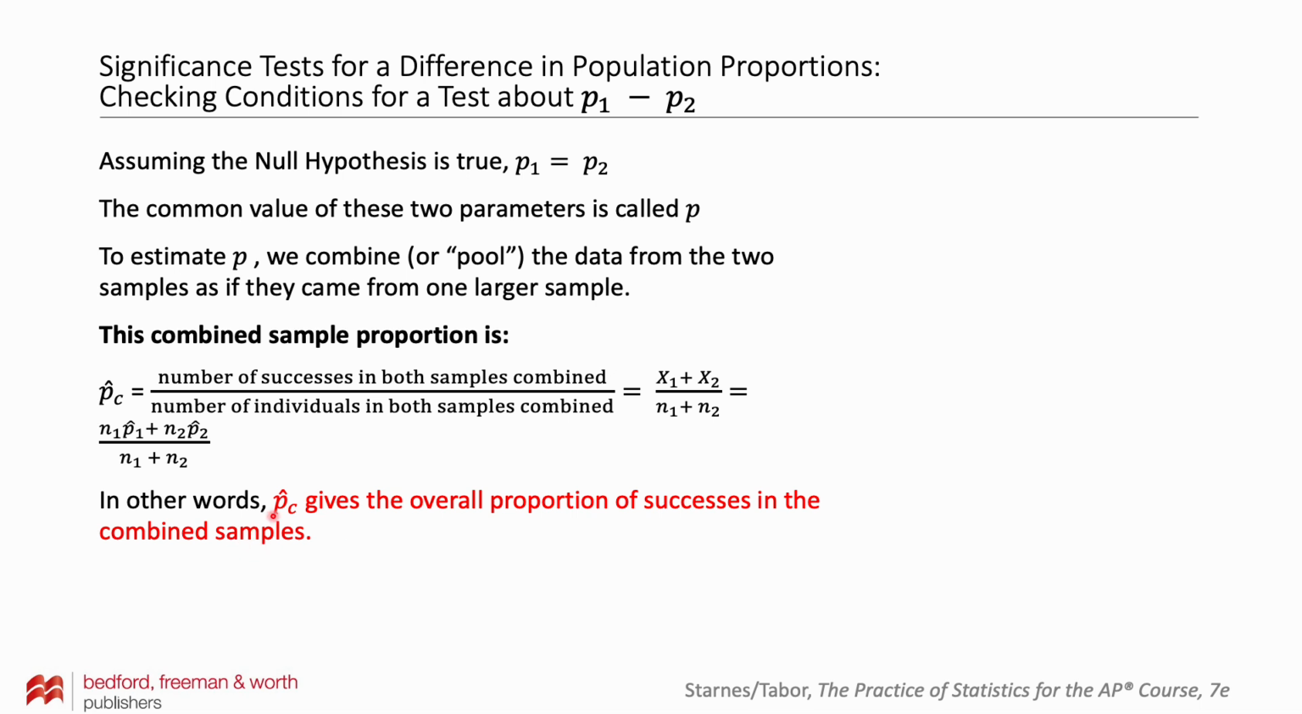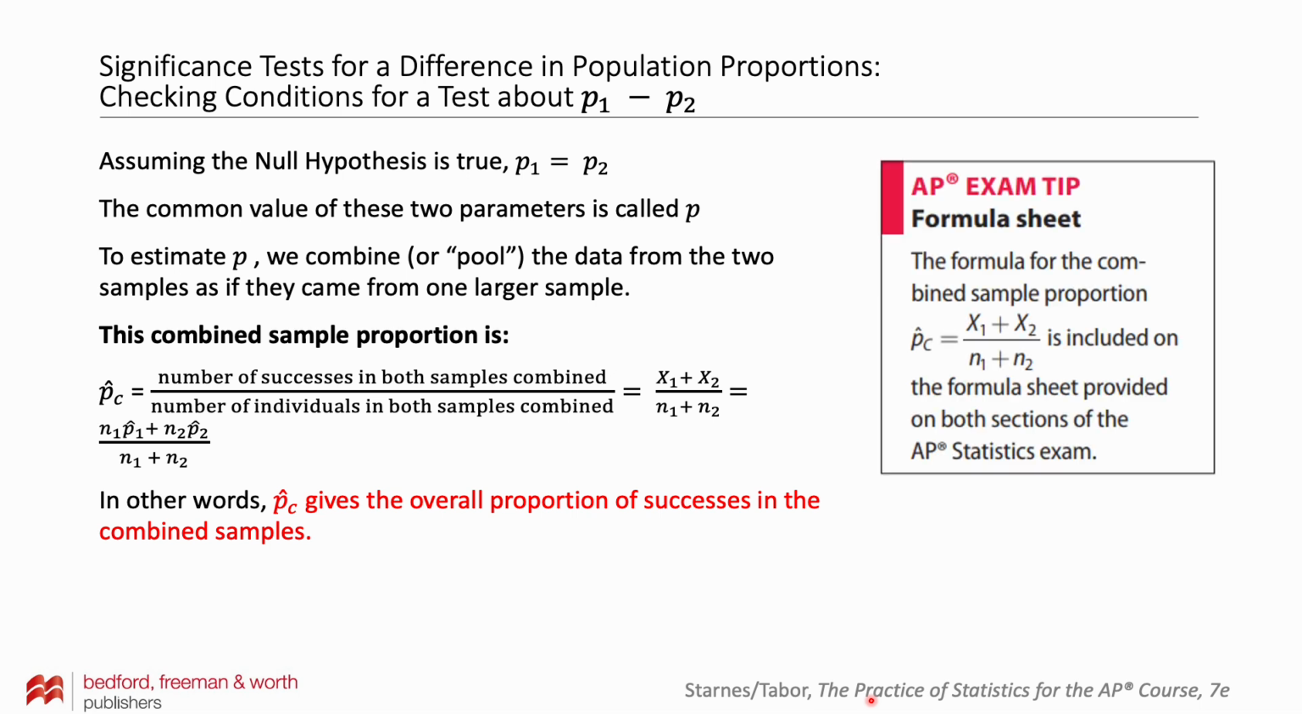Now, in other words, P hat combined gives the overall proportion of successes in the combined samples. And that formula is on the reference sheet. So remember when in class, I always ask you to go back to the reference sheet on the first page in the back of it. We're going to look for where they're talking about the difference of two proportions here.